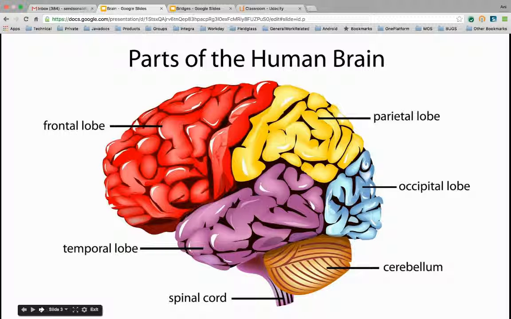Parts of the human brain. The human brain has many different parts that function by doing different things. One of the parts is the frontal lobe, the red area. We've also got the temporal lobe, the purple area, the parietal lobe, the yellow area, and the occipital lobe, the blue area. One of the other things that include the human brain is the cerebellum. The cerebellum is connected to the spinal cord because of its function.